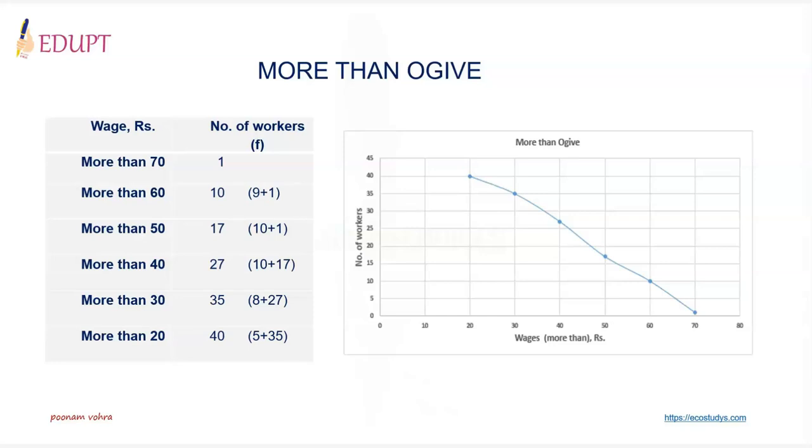How to plot? It's simple. Just like less than or give, number of workers are taken on y-axis, wages on x-axis. Simply plot the values. Coordinate with 70 and 1. This is the point. Then 60 and 10, this is the point, and so on. By joining these points, you get a curve which will be downward sloping.